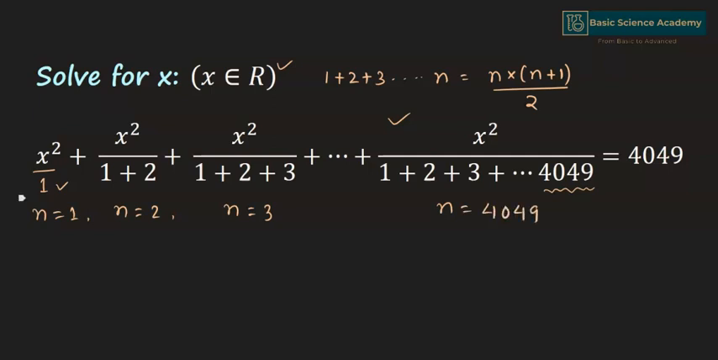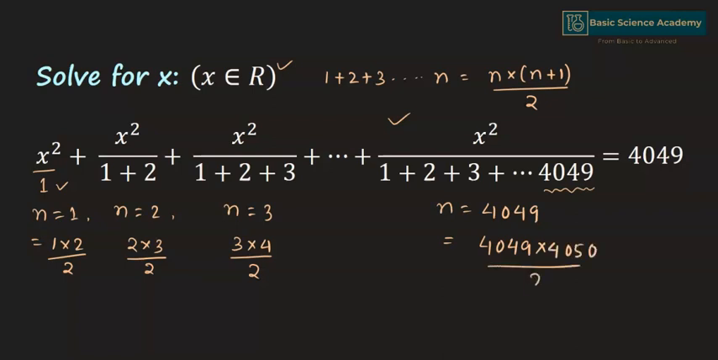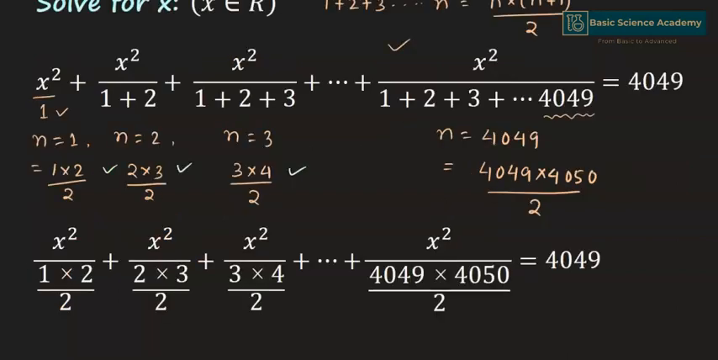Hence, for the first term, the denominator 1 is equals to 1 multiplied by 2 divided by 2, because for the first term n is equals to 1 and n plus 1 is equals to 2. For the second term, we have 1 plus 2 equals to 2 multiplied by 3 divided by 2. For the third term, we have 3 multiplied by 4 divided by 2. And the last term is equals to 4049 multiplied by 4050 divided by 2. Now, replacing the denominator with these values gives this equation.